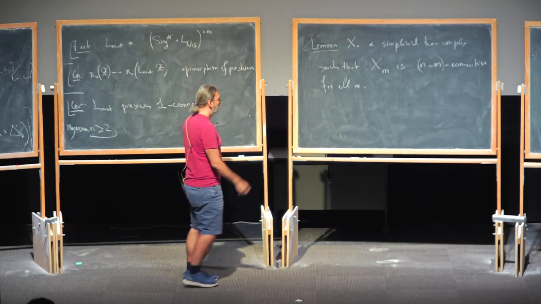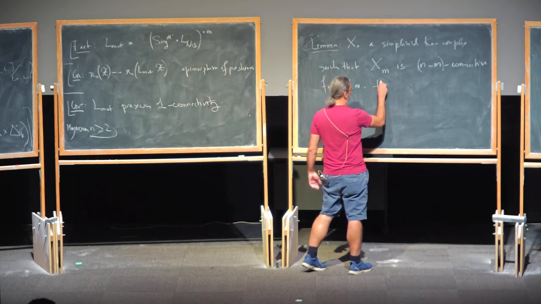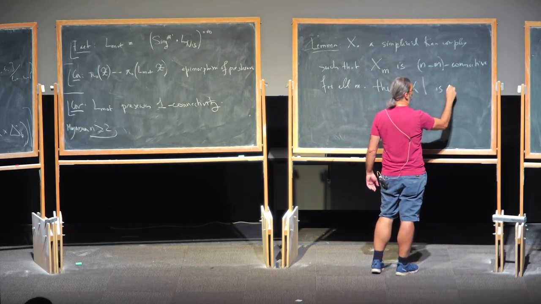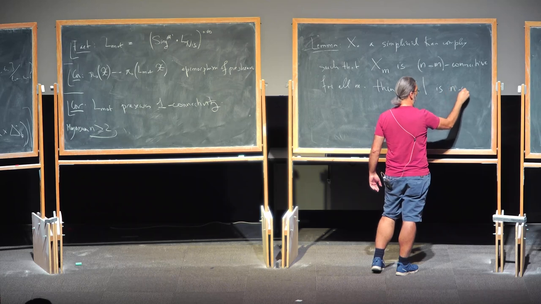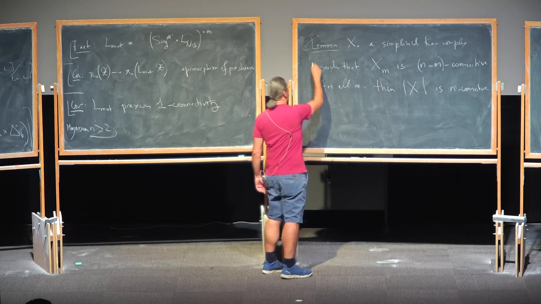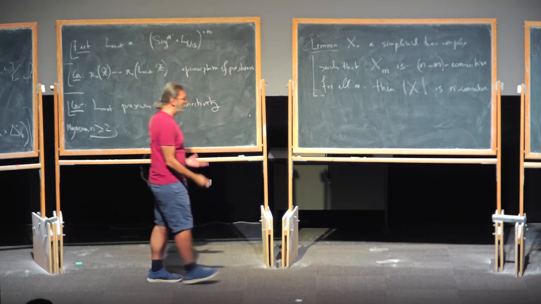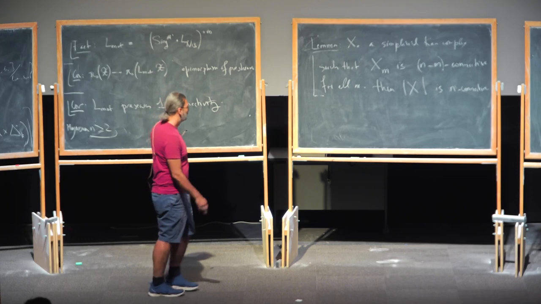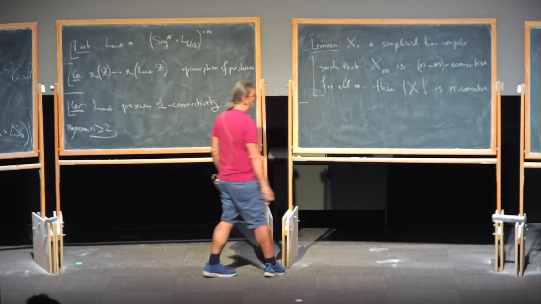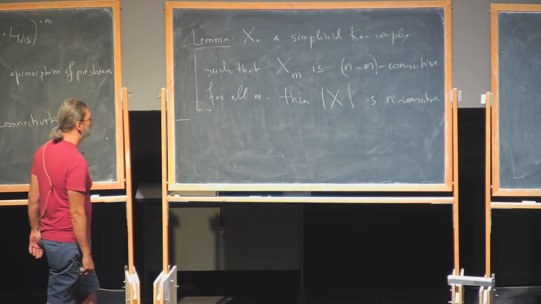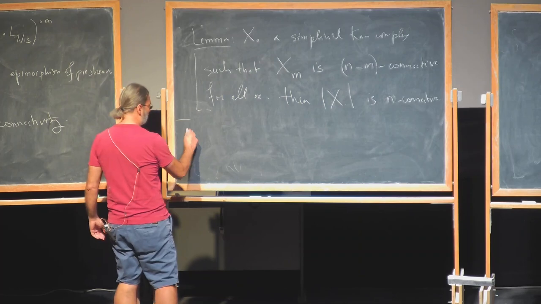Okay, so what would be the obvious conclusion? The geometric realization is n connected. Okay, so I hope it's quite reasonable to explain this. The proof is maybe not difficult, but one has to think a little bit. This is one lemma. Now I will need a definition.